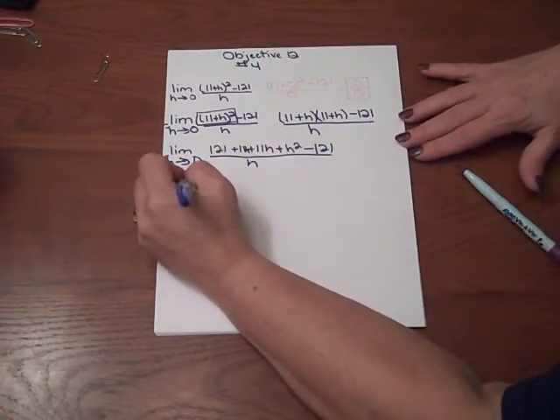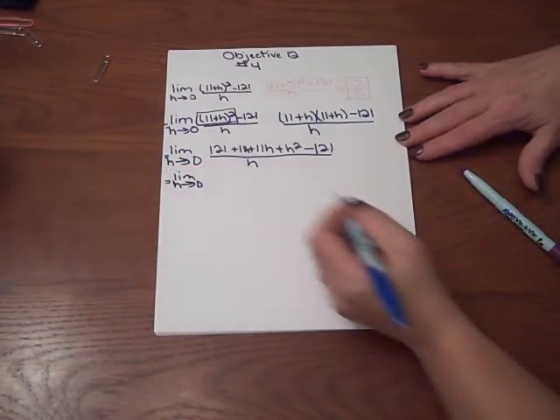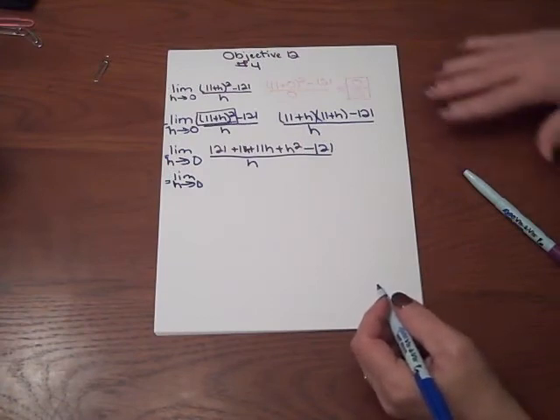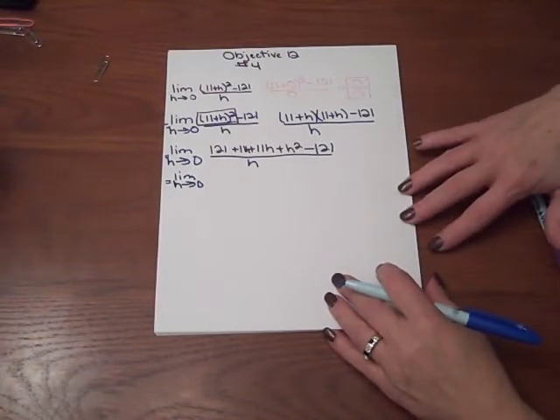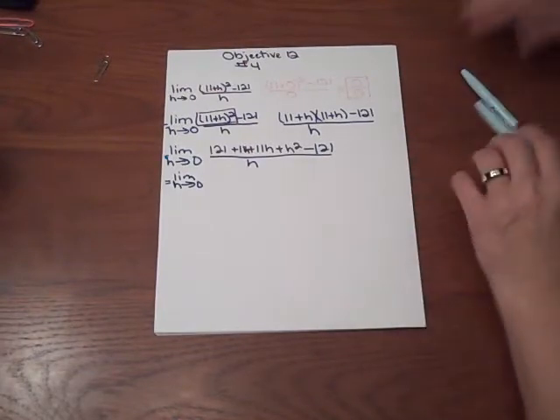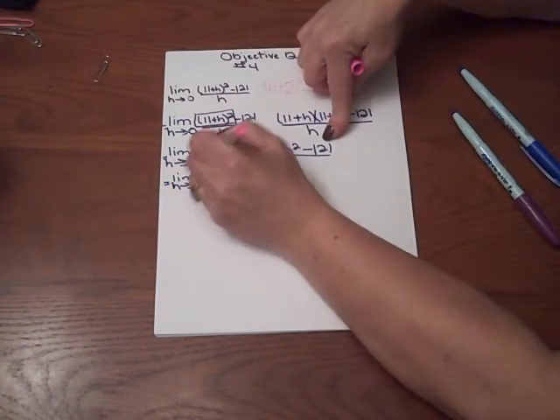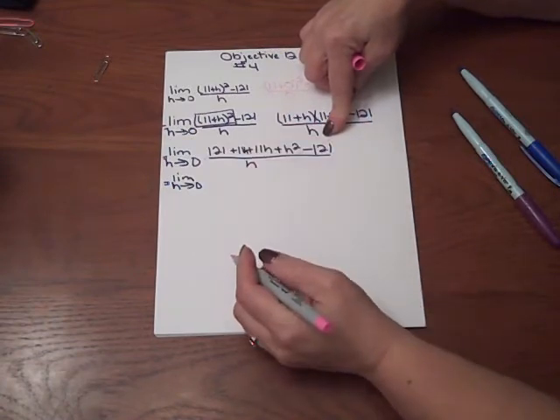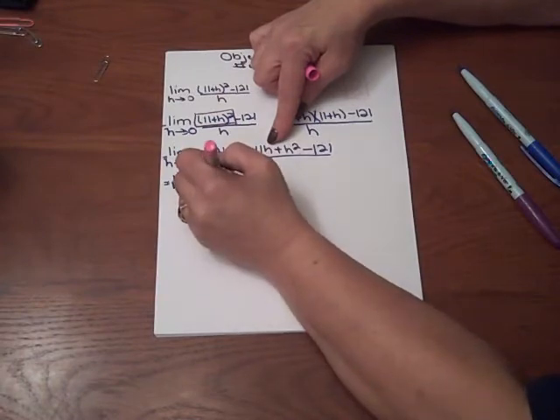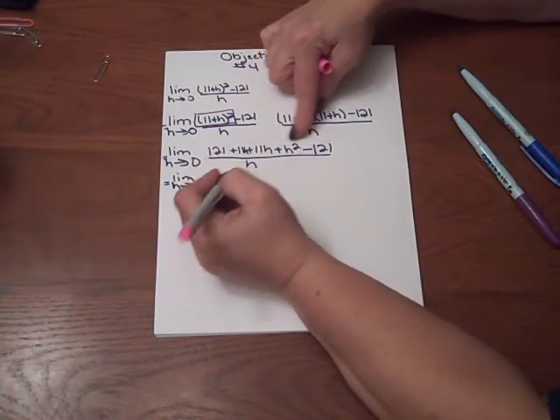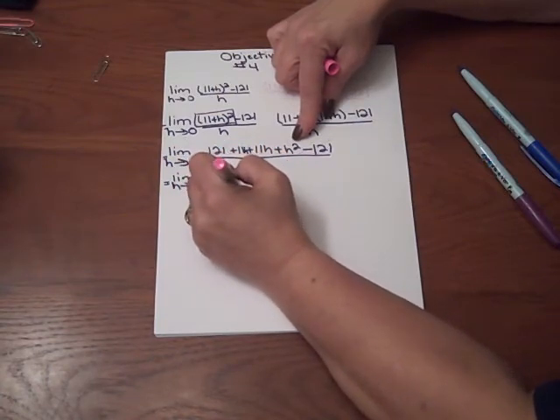Once again, we bring this information down. This is a lot of writing, but it will help you to see all the steps and hopefully eliminate mistakes if you write all this out. So now we can cancel, because 121 minus 121 of course is 0, so those will cancel out, and we're left with 11h plus 11h, which is 22h plus h squared over h.